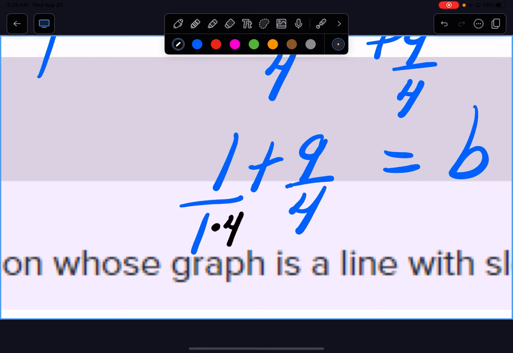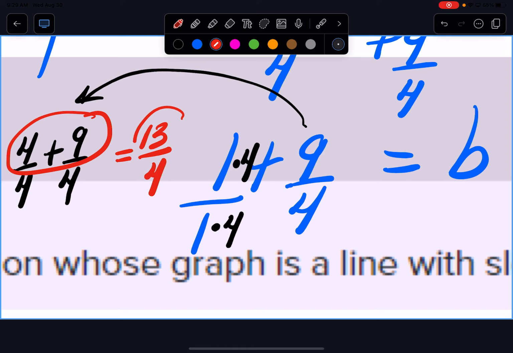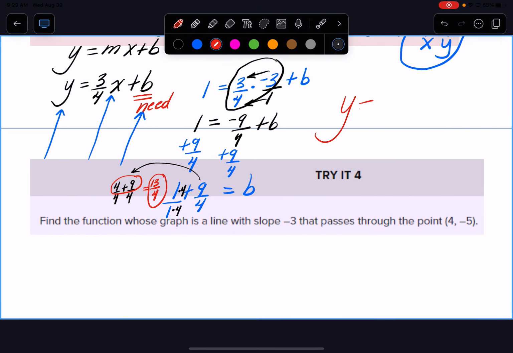So I'm going to times by 4 to the bottom and to the top. So now look at what this looks like. This is 4/4 plus 9/4. Everyone, when adding fractions, we add the numerator only. So that's 9, 10, 11, 12, 13. That's 13/4. We just got b is 13/4. So now we'll write our final answer. y equals our slope was 3/4, wasn't it? And then x and then plus b. The b is 13/4. So we'll say plus 13/4.